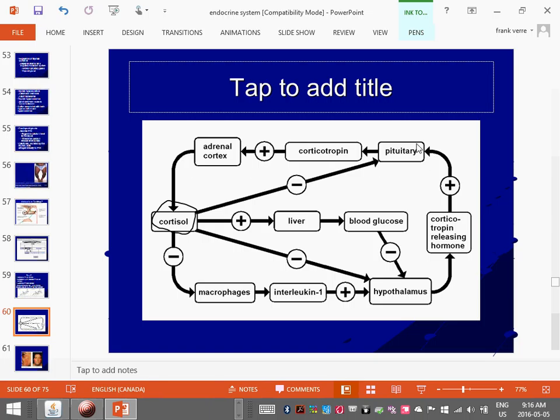You can see cortisol does not come from the pituitary gland. It is triggered in response to ACTH, also known as corticotropin. There's the ACTH. And you can see that has a positive effect on the adrenal cortex, which releases cortisol.